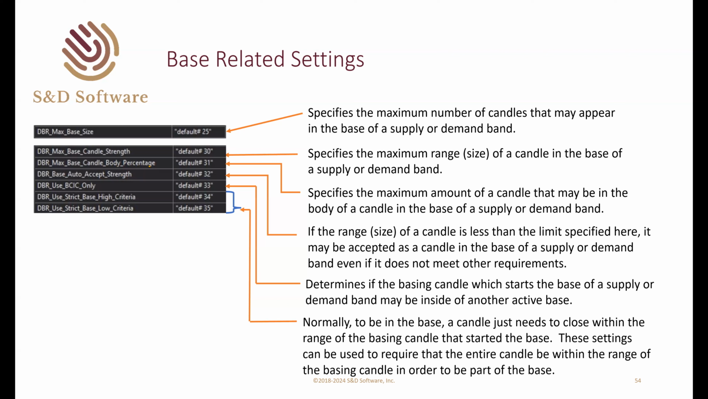Now, if you are using that and you get a very small candle, that candle could fail that test. And this is where the next setting comes in, the auto accept strength, which says basically if a candle's really small, we're going to take it anyway as an acceptable candle to be in the body of the base, even if it violates some of the other rules.